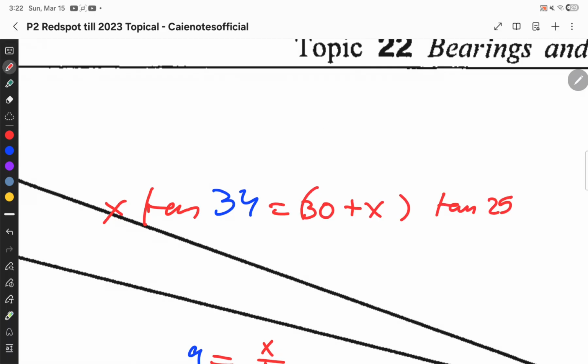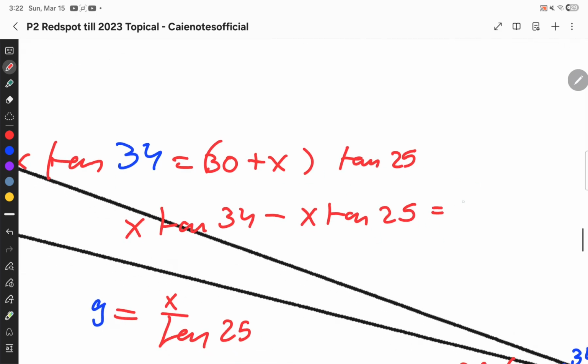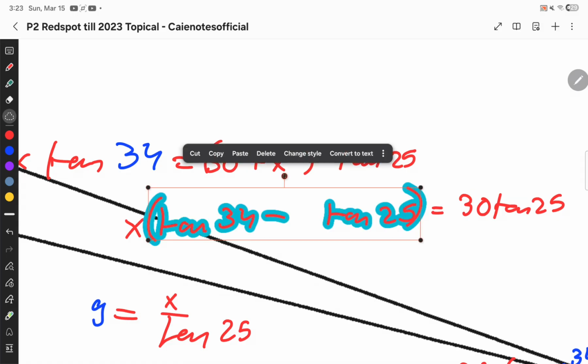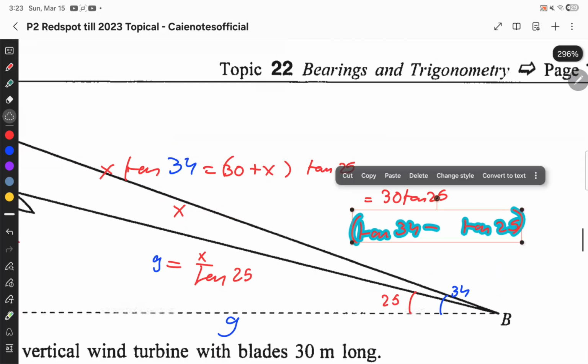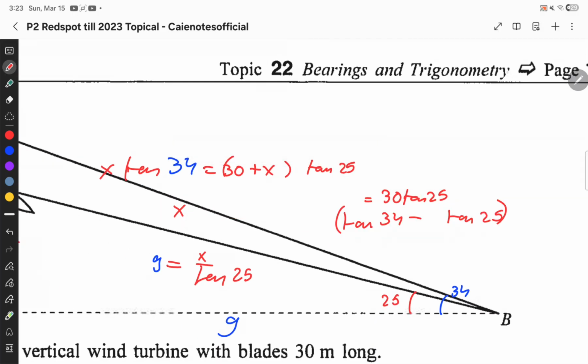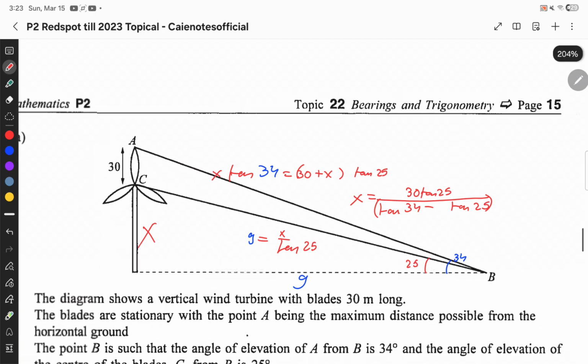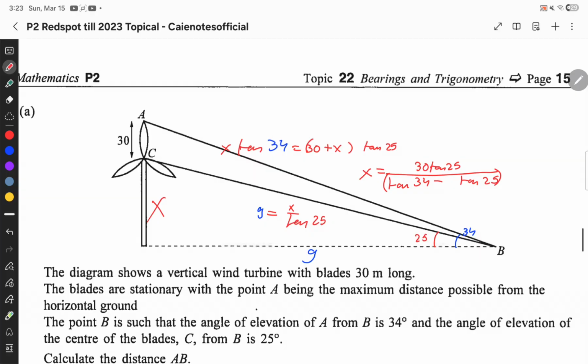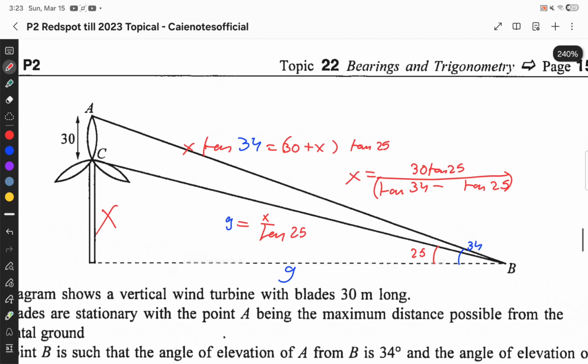So it will be like this, and then you can simplify it further. X tan 34 minus x tan 25 is equal to 30 tan 25. You can group this together. You can calculate this to 3 decimal places, remember, and we can divide the numerator by the denominator and get the value of x. Damn, this is so much work for one value.